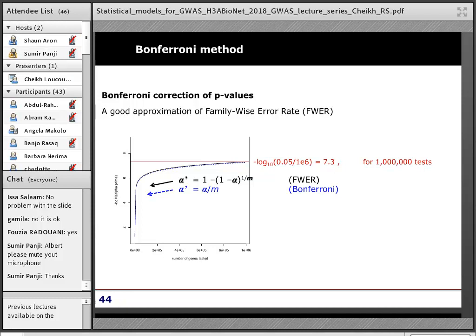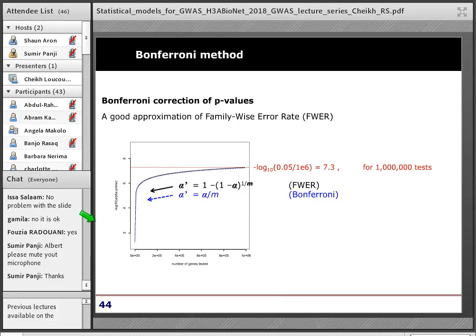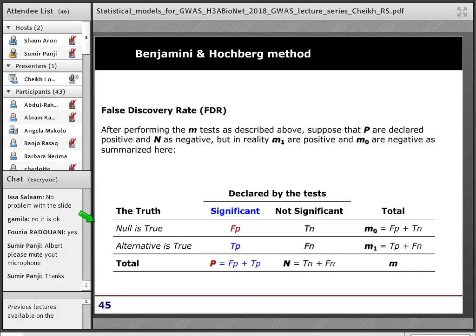And you can see that this definition of the family-wise error rate by Bonferroni is very close to the family-wise error rate defined in the conventional way. You can see it here in blue and in black. If you plot the value of alpha prime, so the corrected threshold of significance, from one gene to 1 million genes, like one SNP to 1 million SNPs, you can see that using the Bonferroni is okay to replace the family-wise error rate. It's simpler to compute because you have just to take the conventional threshold, which is 0.05, and divide it by the number of tests.